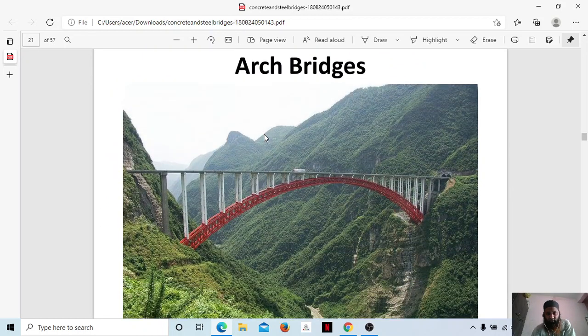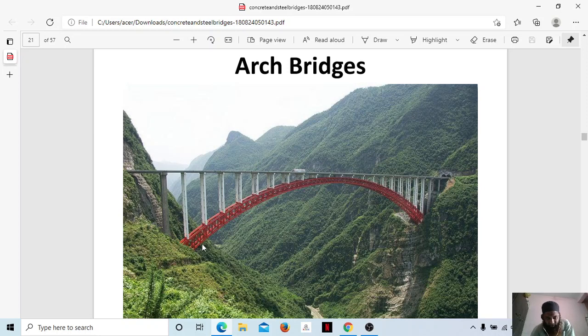Arch bridges. You can just see here, these are the arch bridges. You can see this arch placed here, and over it, vertical structures have been placed, and you can see the traffic flowing from here to there. You can see this vehicle. You can just see this construction, how marvelous it is. It is being connected from one mountain to the other mountain. You can just imagine how this structure had been cast here.